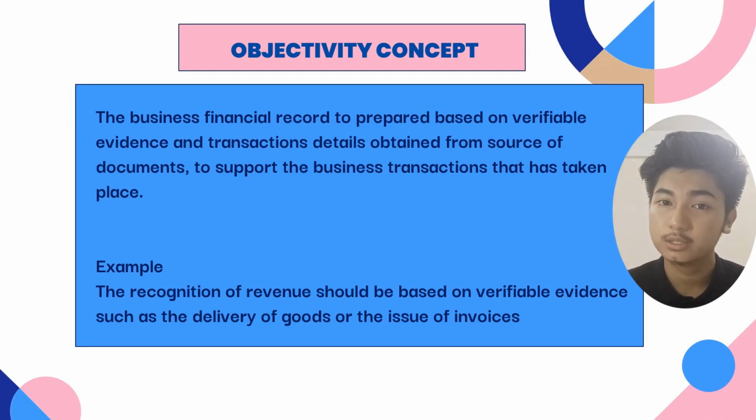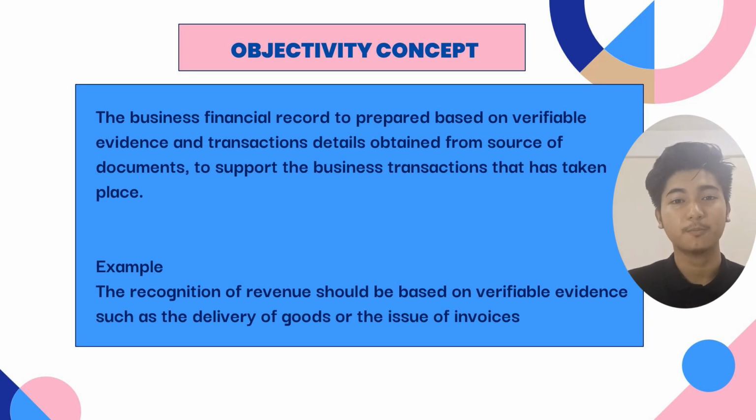Today I want to explain what is the objectivity concept. The meaning of the objectivity concept is that the business financial record is prepared based on verifiable, evident transaction details obtained from source documents to support the business transactions that have taken place. Furthermore, entries based on personal view or perception should be avoided because they are inaccurate and not reliable. For example, the recognition of revenue should be based on verifiable evidence such as the delivery of goods or the issue of an invoice. That's all from me. Now I pass to Syauqi.